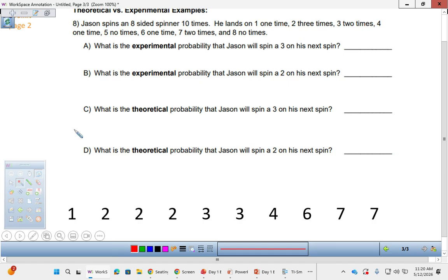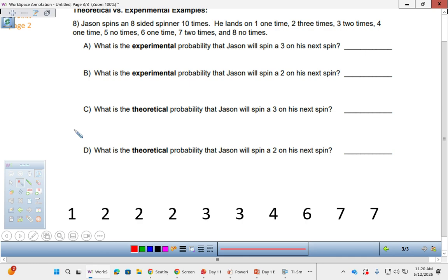Jason spins an 8-sided spinner 10 times. He lands on 1 one time, 2 three times, 3 two times, 4 one time, 5 no times, 6 one time, 7 two times, and 8 no times. That's kind of confusing. So here I have the data.